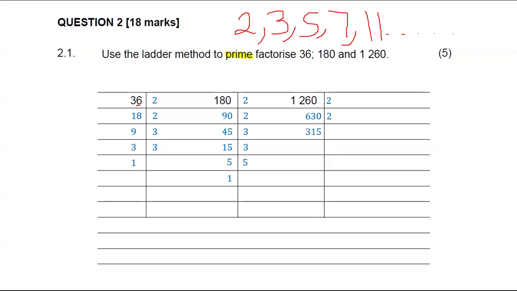Because the last number is an odd number, you know that 2 can't go into 315. Let's try 3. 315 divided by 3 gives you 105. Can 3 go into 105? It does. What is 105 divided by 3? It is 35. Can 3 still go into 35? Yes, it does, right?